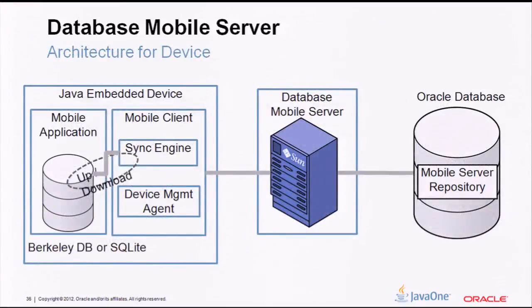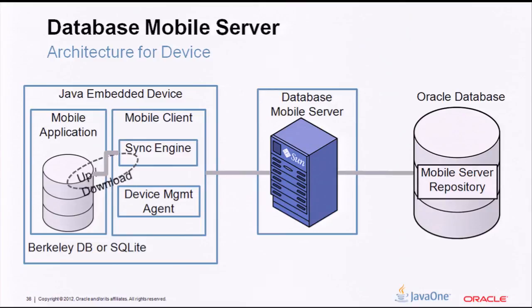Here's a peek into it. It's really a high-level diagram of the architecture for how the client side would work. In your Java embedded device, you're running your mobile application with a local database, Berkeley DB or SQLite. And the beauty of this solution is that's the only database you ever need to worry about. These databases are very easy to develop for, and there are plenty of examples online. It's generally just not a problem.